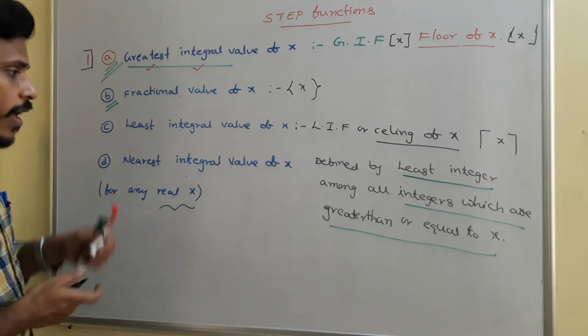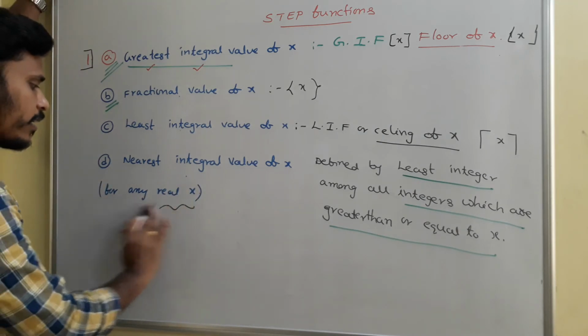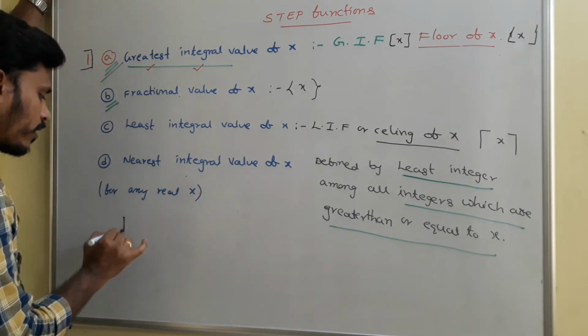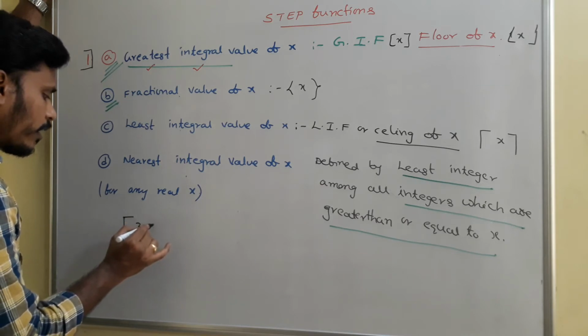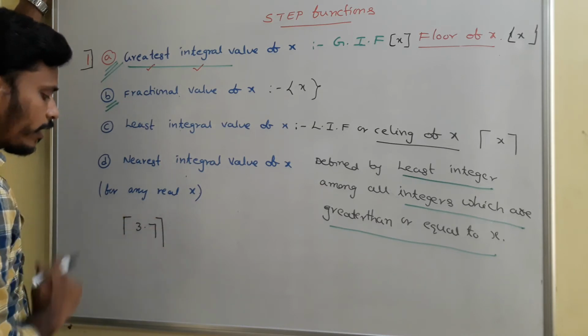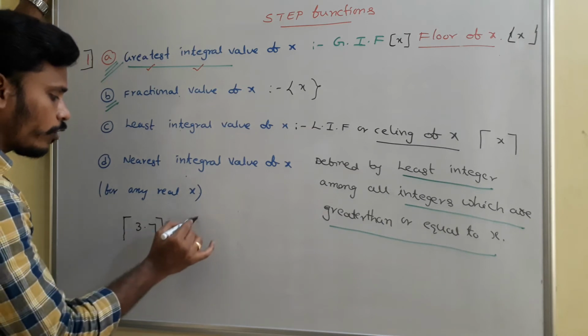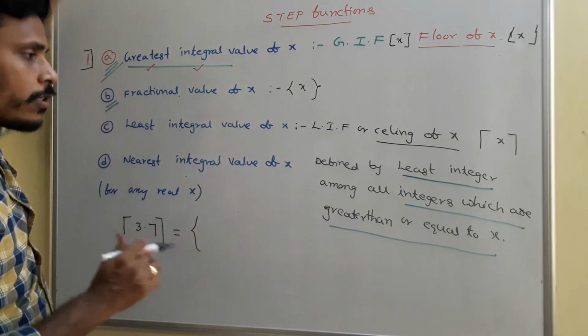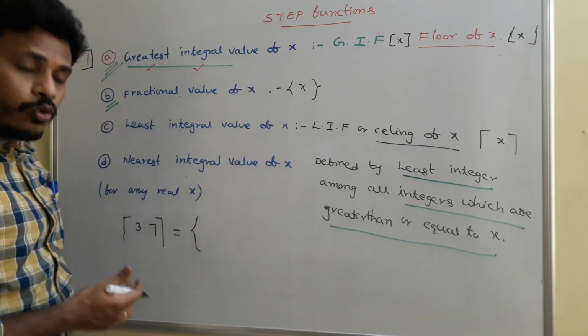Suppose I have to find the ceiling of 3.7. Just identify the least integral value, or the ceiling, of 3.7. So you need to identify all the integers which are greater than or equal to that number.